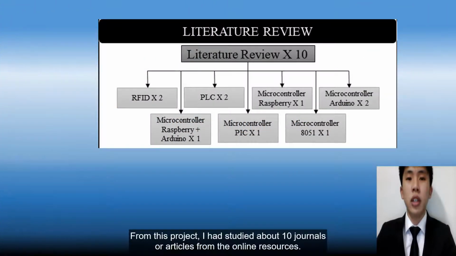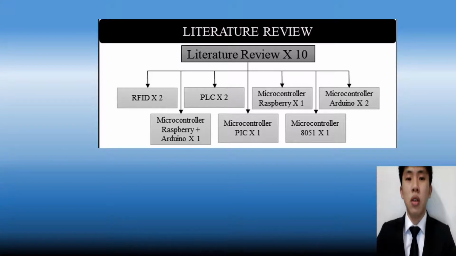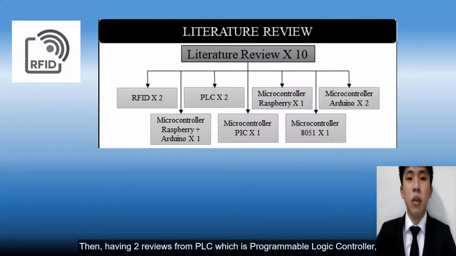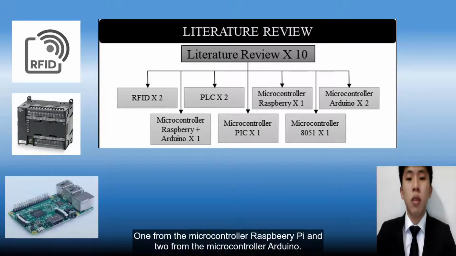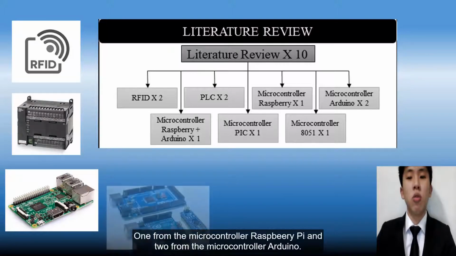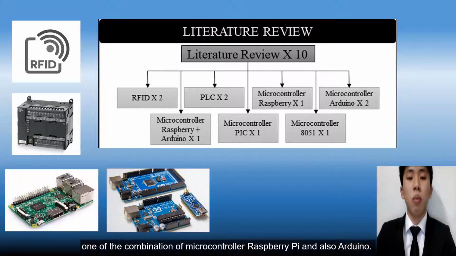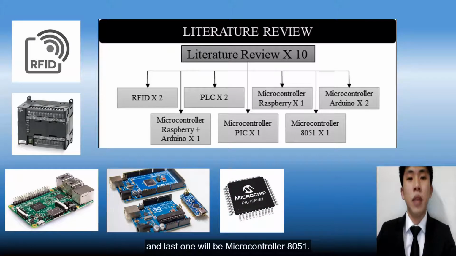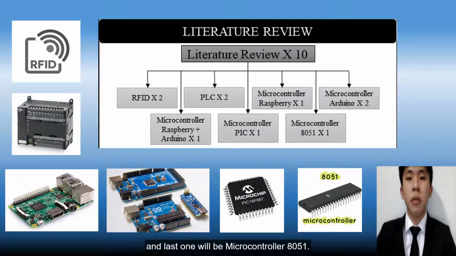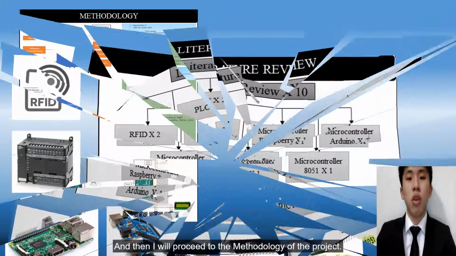From this project, I have studied about 10 journals or articles from online resources. I can conclude them in this chart. I have studied 2 reviews on RFID, 2 reviews on PLC, which is programmable logic controller, 1 on the microcontroller Raspberry Pi, 2 on the microcontroller Arduino, and 1 on the combination of Raspberry Pi and Arduino. Then 1 literature review on PIC, and the last one is the microcontroller 8051. Then I will proceed to the methodology of the project.